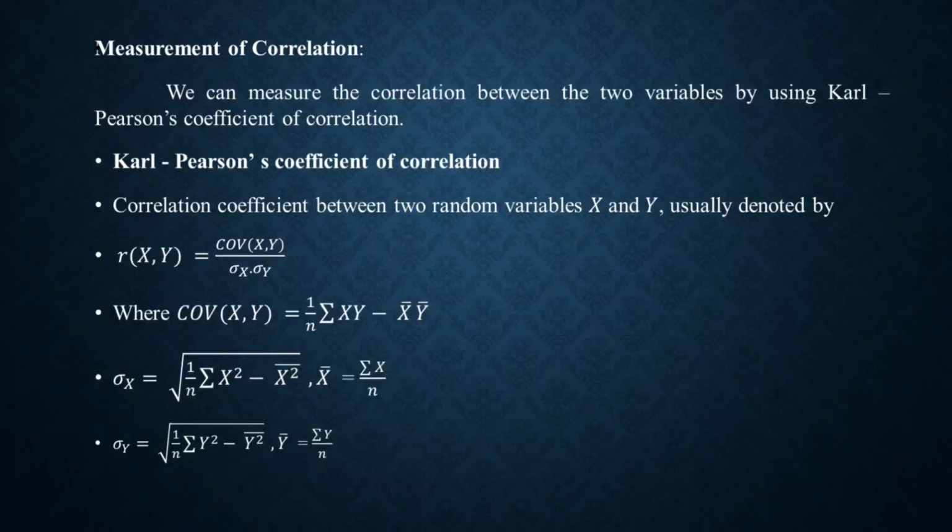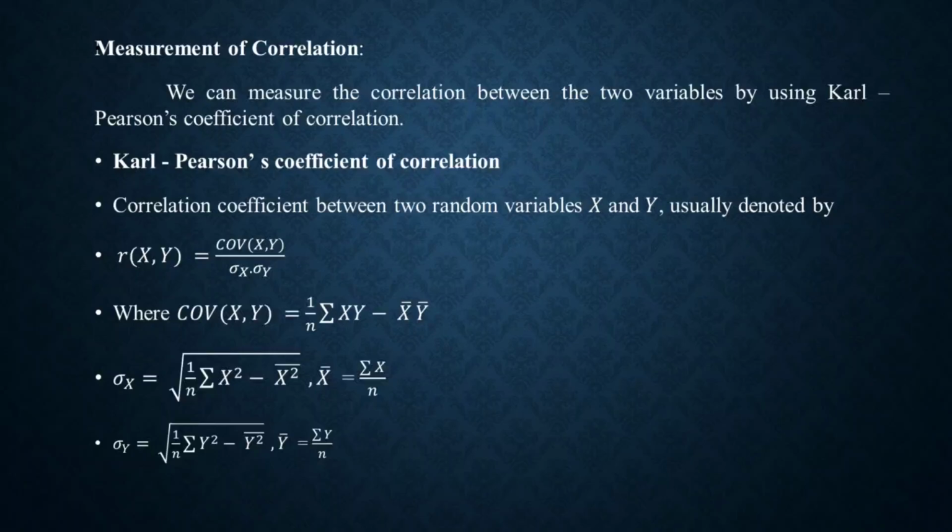Measurement of correlation. We can measure the correlation between two variables using Karl Pearson's coefficient of correlation. It is given as r(x,y) equal to covariance of x, y divided by sigma x sigma y. Here covariance is 1 by n sigma xy minus x bar y bar. Sigma x equal to root of sigma x square by n minus x bar the whole square, where x bar is the mean of x, and sigma y equal to root of 1 by n sigma y square minus y bar square, where y bar is the mean of y.